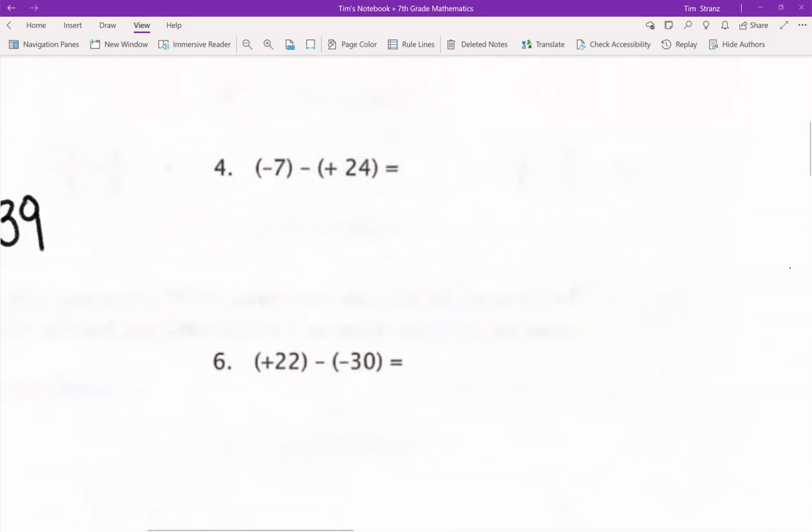Okay, number 4, we have negative 7. Okay, again, the signs are going to flip. So we're going to have plus a negative 24. Okay, we're going to get a bigger negative number, which is going to turn out to be negative 31.